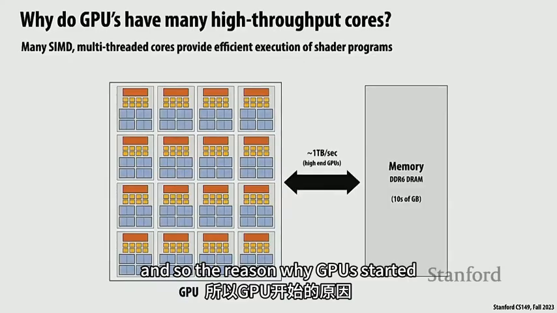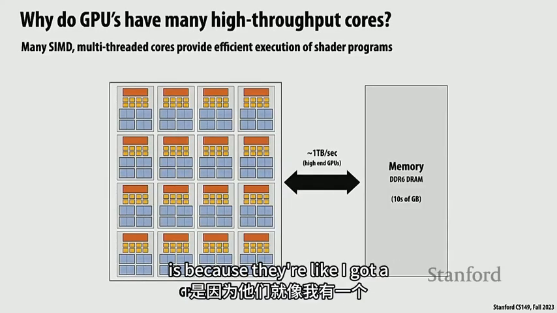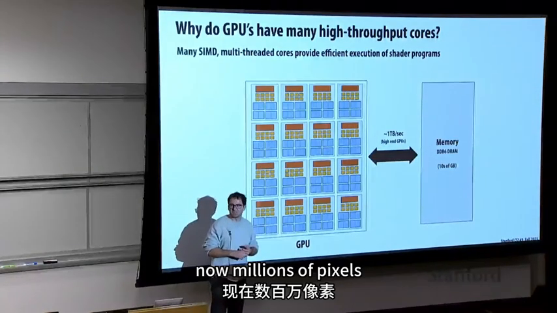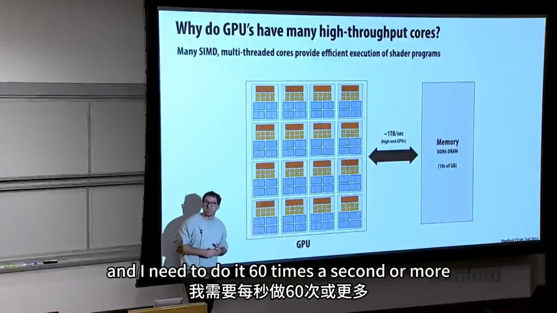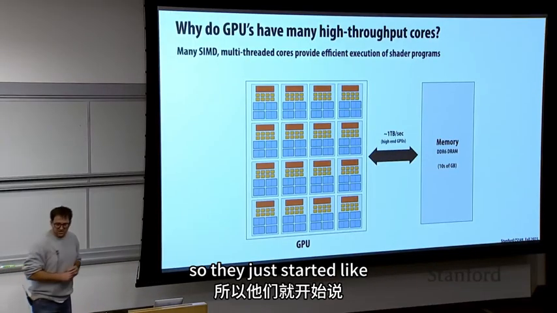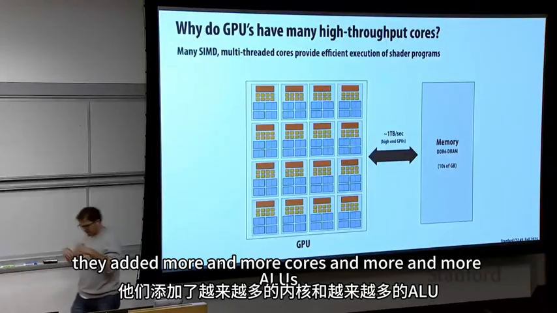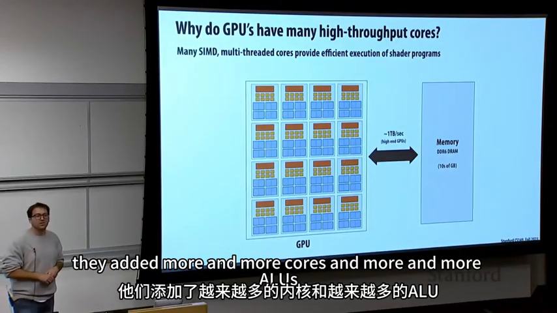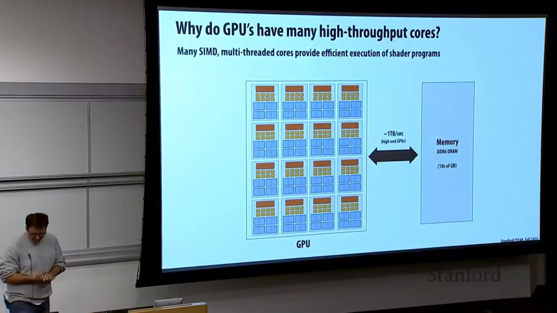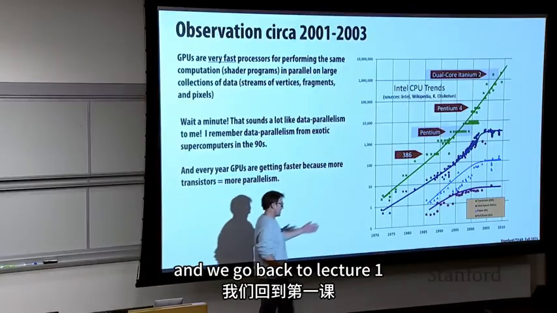And so the reason why GPUs started adding multi-core and adding SIMD is because they had to process a 4K image, millions of pixels, and do it 60 times a second or more. They've got to get through hundreds of millions to billions of pixels per second. So they just started adding more and more cores and more ALUs in order to compute the color much more quickly. Okay?